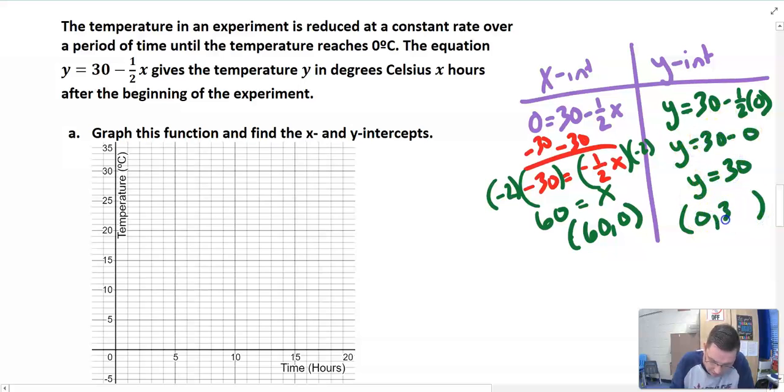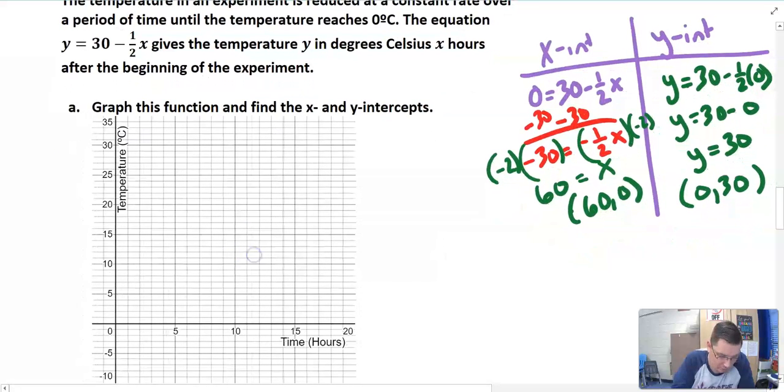meaning my y-intercept is at (0, 30). And so when we graph this, my x-intercept of (60, 0) is not going to fit on this graph. I only go out to 20 hours, so it's going to be way out there, right? But I do have the y-intercept here at (0, 30). Now, if I was to take this graph all the way out, we would see that it would look something like this. Get that line a little closer to where it's going to be. It's going to come out like so, continuing on down.